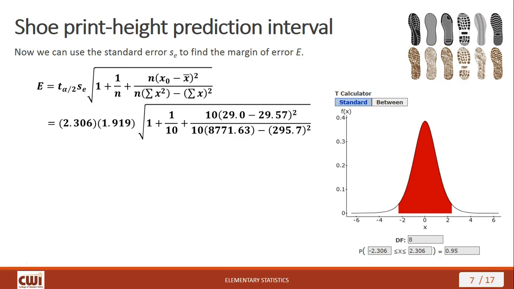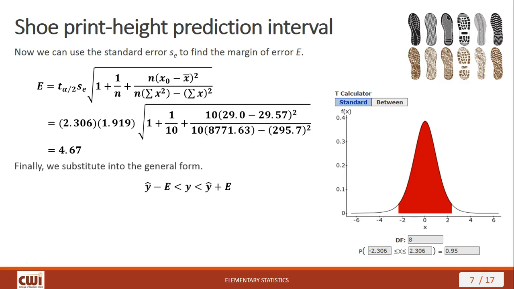So I'm going to substitute all those values in, and you can see that here. I'm substituting all those values in, and then I punch this out on my calculator and I get 4.67 as my margin of error. Now I have what I need to calculate my prediction interval. I just substitute into the general form.